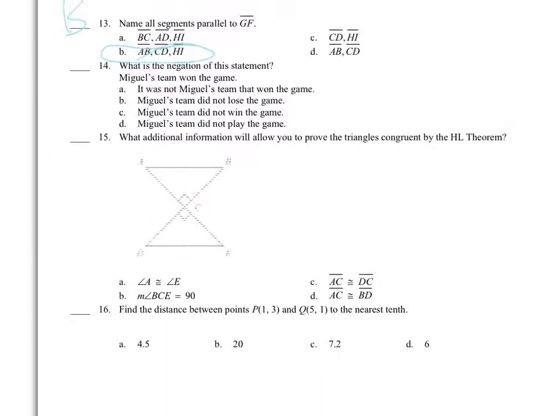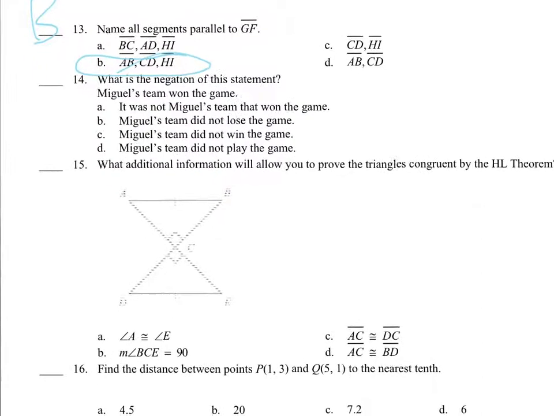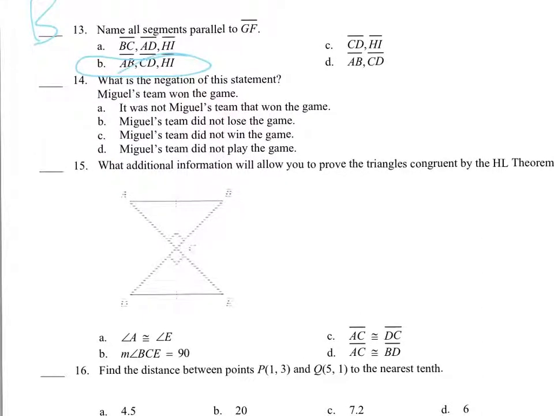Okay, number 14, what is the negation of this statement? Michael's team won the game. Basically, the negation means the opposite. If Michael's team won the game, we would say Michael's team did not win the game. That would be the negation. It's where we add the word not to change the meaning to the opposite.